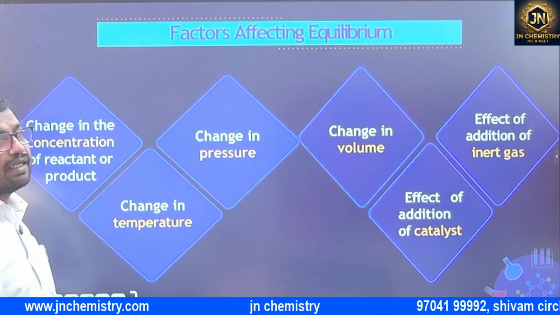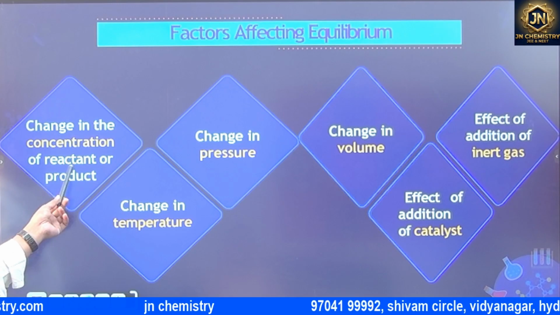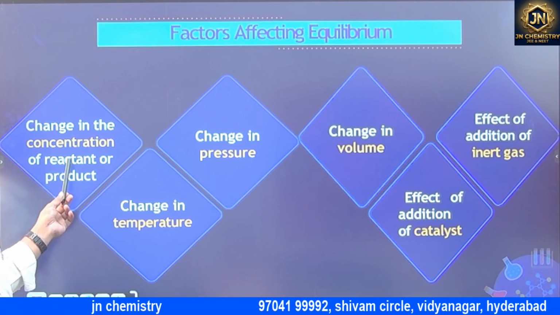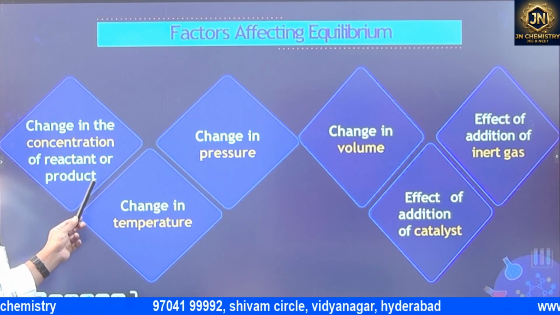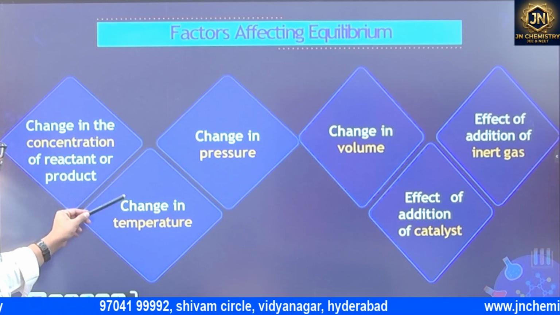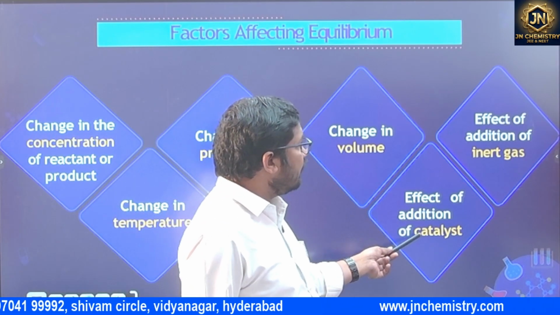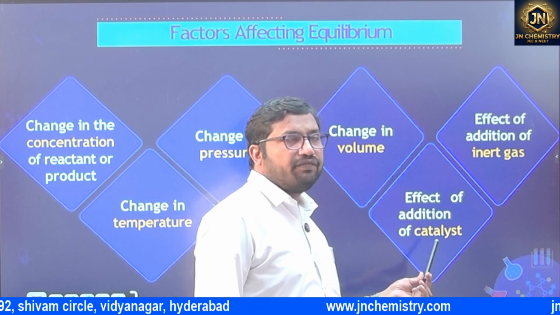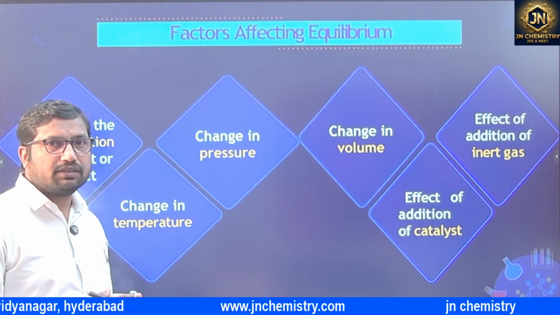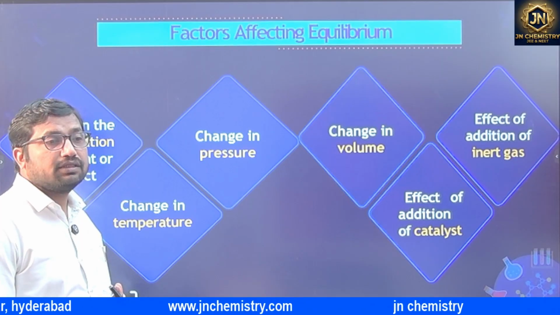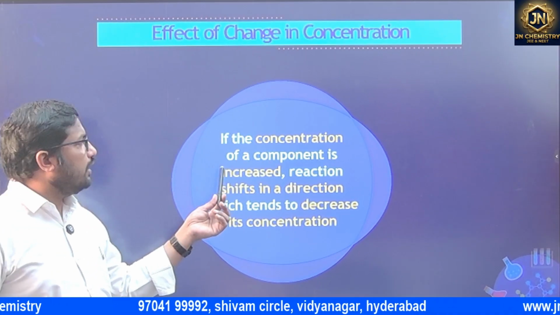Next, factors affecting the equilibrium, right? Change in the concentration of the reactant or product. I already told you, if the reactant concentration increases, the reaction moves to the forward direction. Change in temperature, change in pressure, change in volume, effect of catalyst. I told you about the effect of catalyst. When we are adding the catalyst, what exactly happens? The equilibrium will be attained faster, right? Change in the concentration, I told you, right?